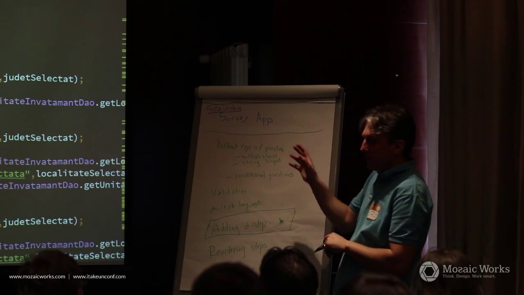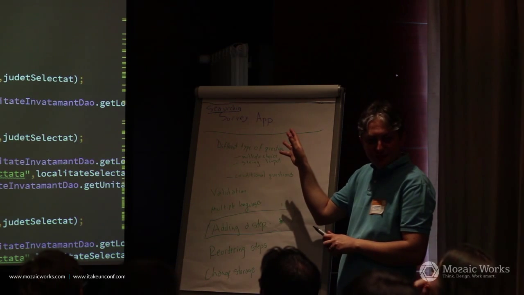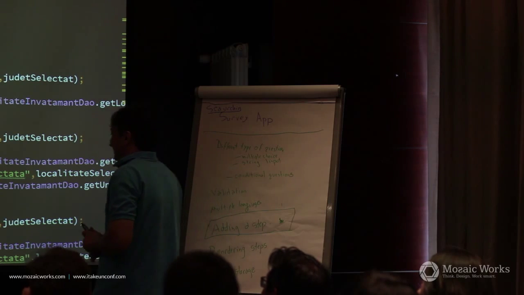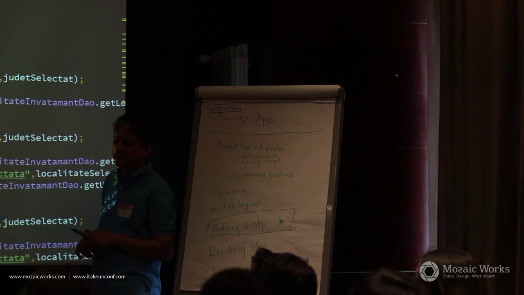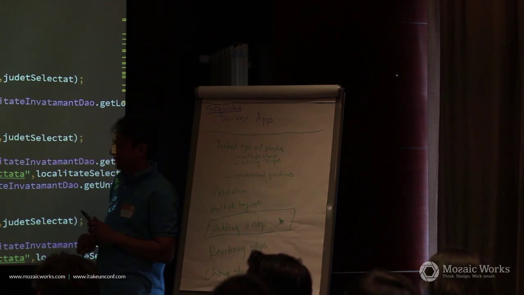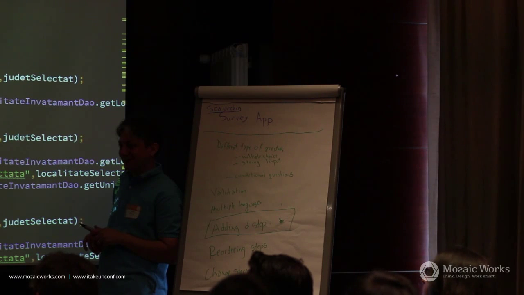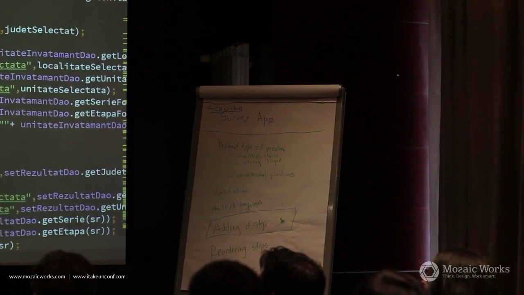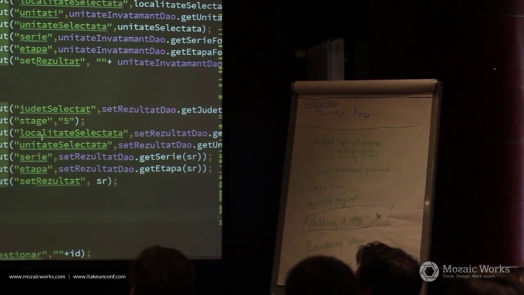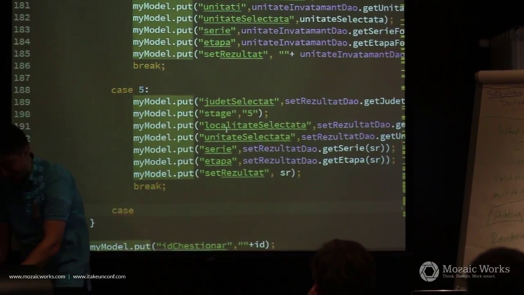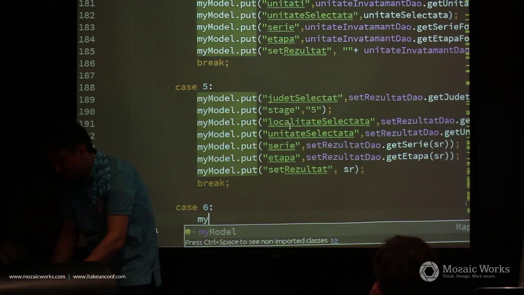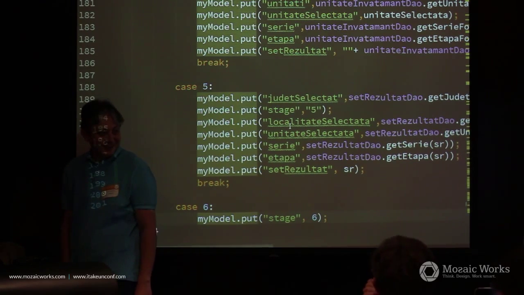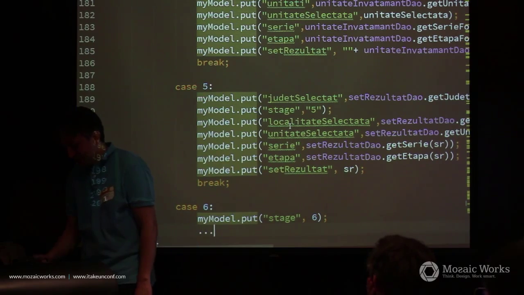So now, remember what we discussed about single responsibility and open-closed. What would it mean here to add a new step? Let's assume the easy case that I need to add this at the end. If I need to add it in the middle, it's already a tricky thing. It would be model.put something, probably stage six, because this seems to be everywhere, and then various other things.